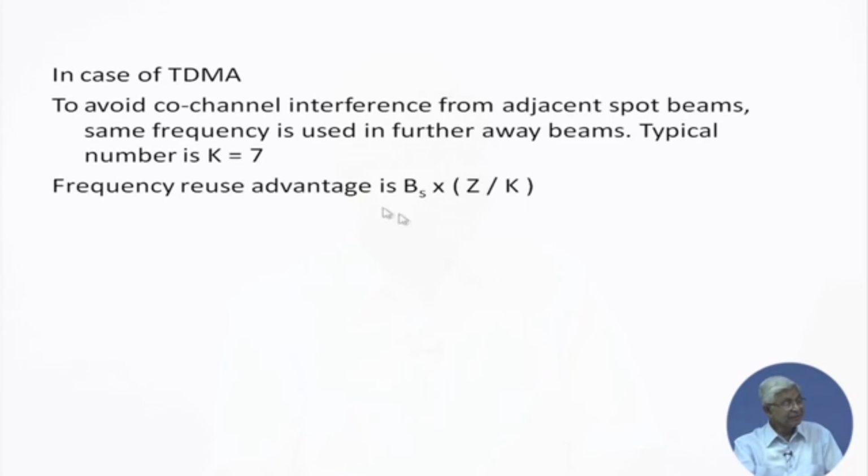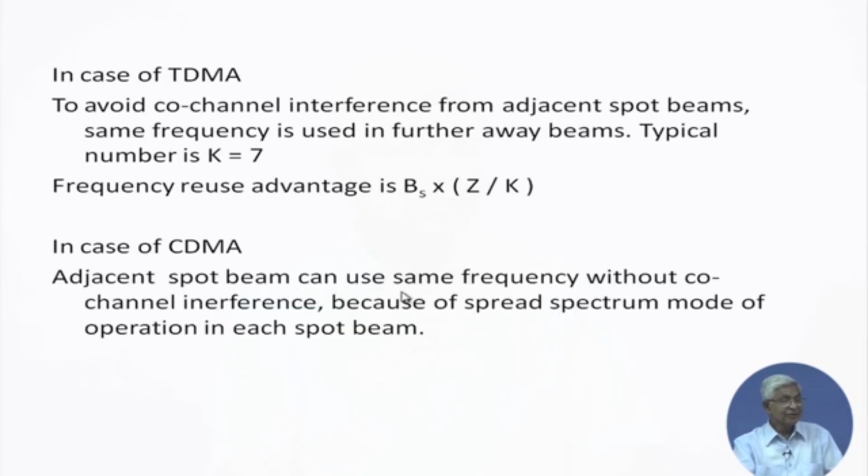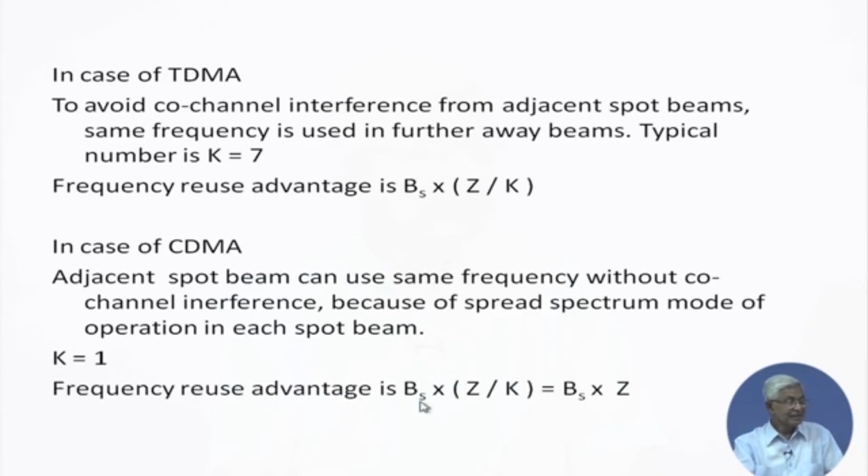But just look at it instead of TDMA, if I put it CDMA, what happens? In case of CDMA, adjacent spot beams can use the same frequency because it is code based. So that will act as noise. So co-channel interference is not there. Without co-channel interference, we can use the same frequency in the adjacent beam because of the spread spectrum mode of operation in each spot beam. So here then K is equal to 1. That means the frequency reuse advantage is BS into Z by K, K equal to 1, it is BS into Z, which is larger than this. So CDMA with SDMA, if you use a combination, is better.